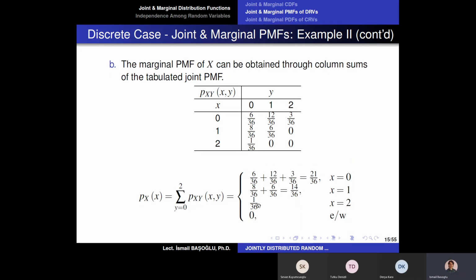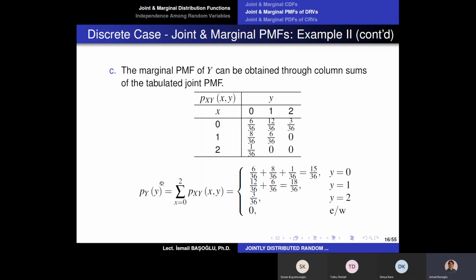Now, one thing you should be careful about, my friends, if you are calculating the marginal probability mass function of x, remember now you are running your summation over the y variable, okay? Similarly, if you are calculating the marginal probability mass function of y, you are running your summation over the other variable, okay? Do not forget about that.